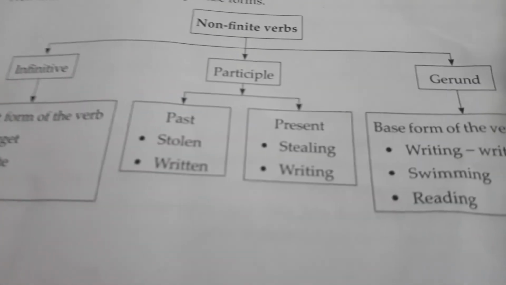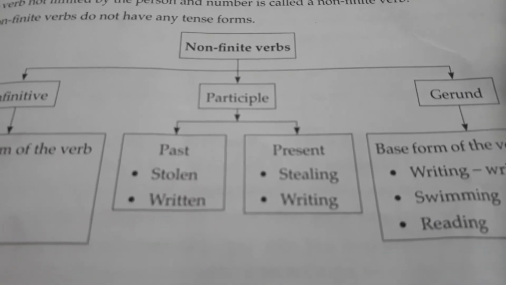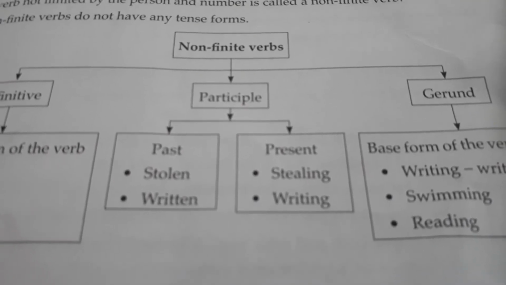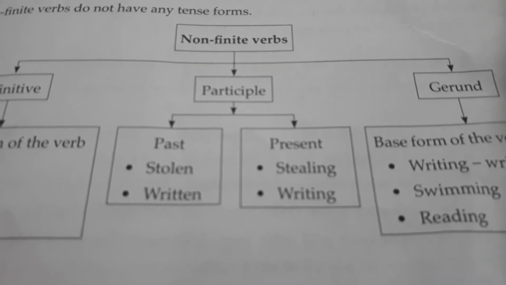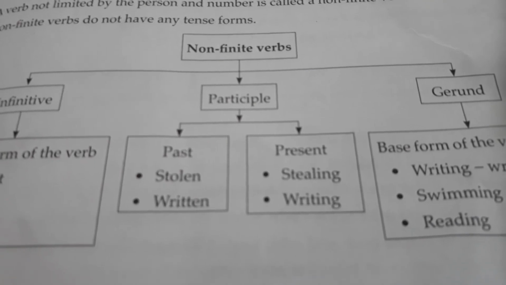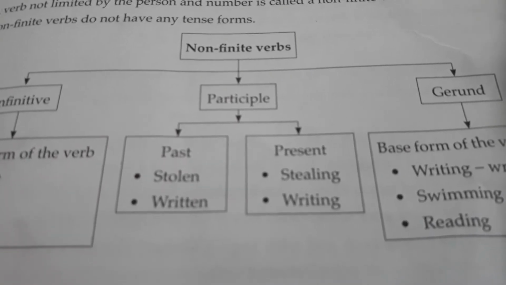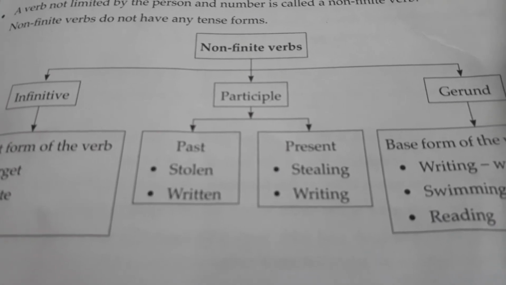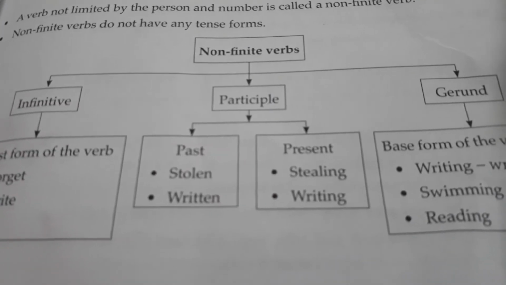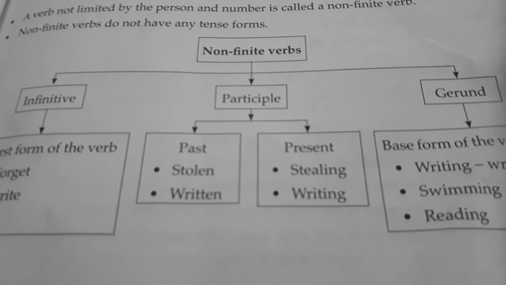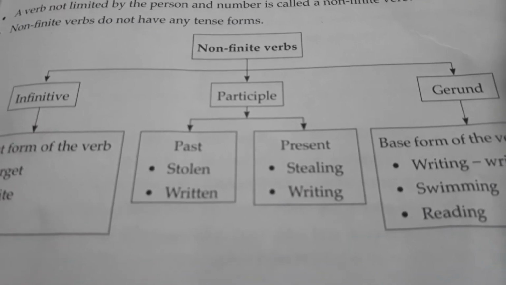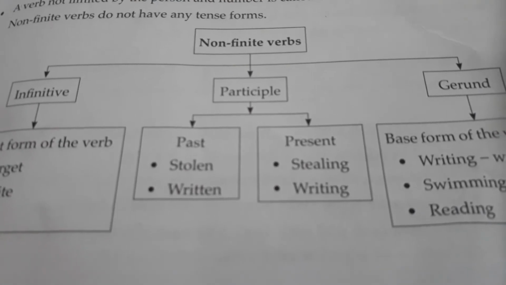And when I add ing to it, it becomes my present participle. In steal, when I add ing, it becomes stealing. Write is my base form. When I add ing to it, it becomes writing, which becomes my present participle. I am writing in my notebook. I am still writing. That means the action is in continuous process. So writing becomes my present participle. He is stealing my pencil. The action is going on, stealing. It is in the continuous process. So it becomes my present participle.